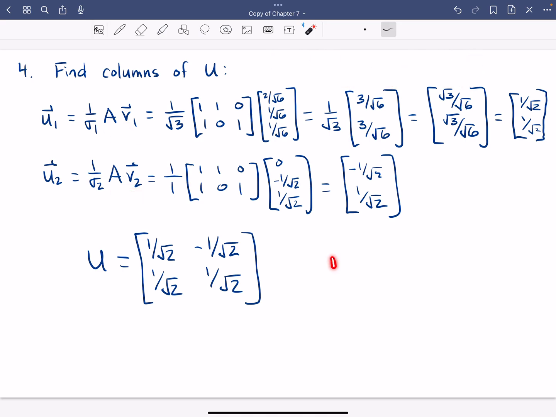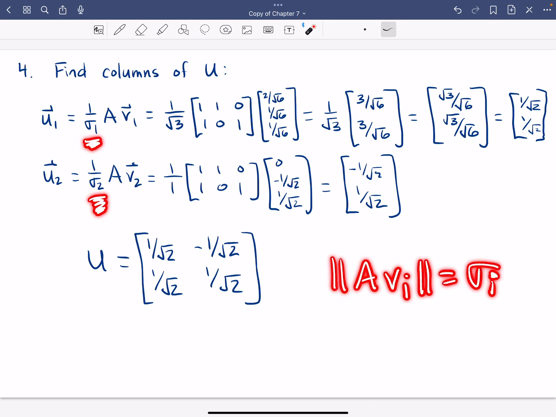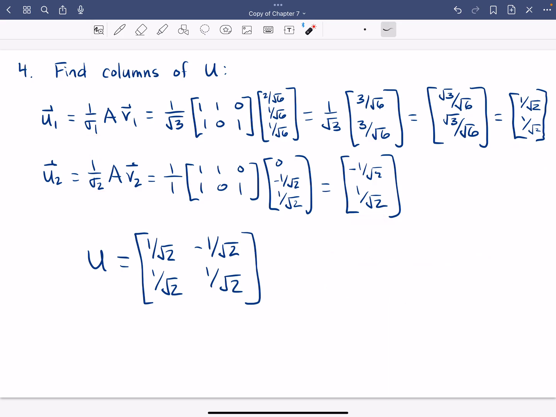We also saw that the length of AVi is equal to the ith singular value. So the reason we're dividing by these singular values here is to essentially normalize the vector. So the vectors you should end up with should be orthogonal, and they should be normal vectors. So they already should be an orthonormal basis for Rm. Okay? So you shouldn't have to normalize here.